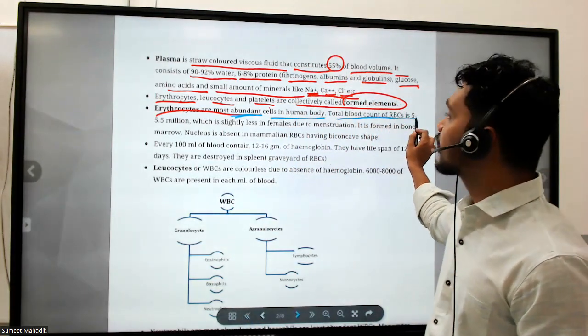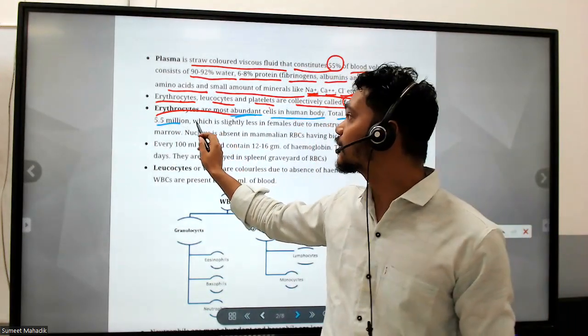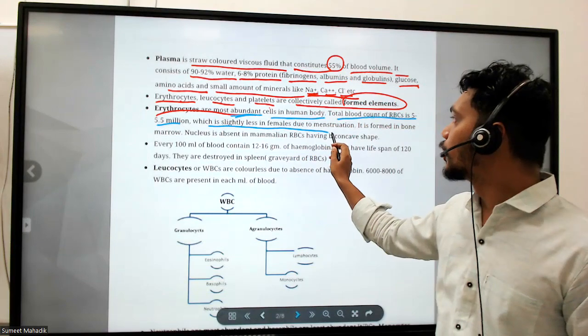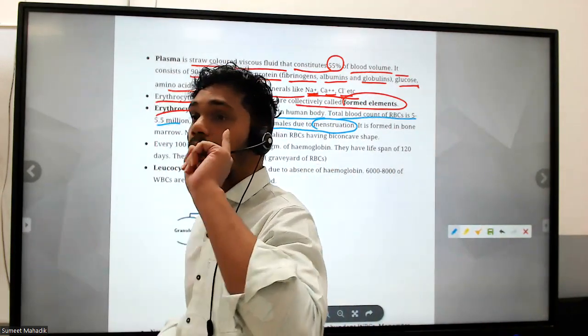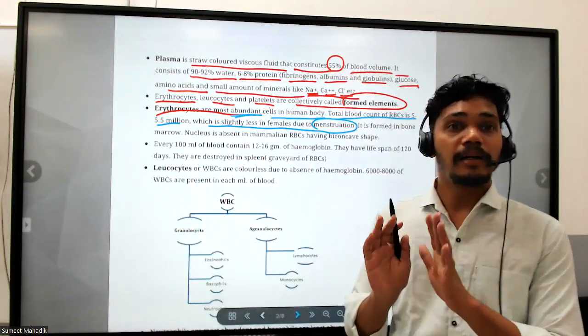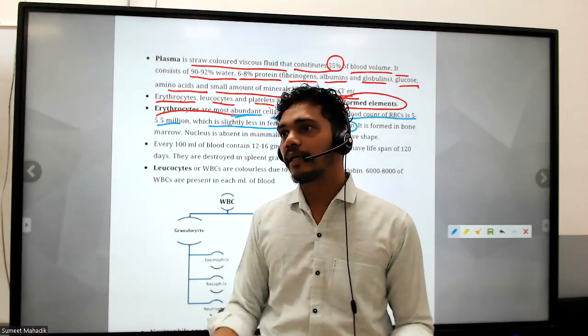Total blood count of RBC is 5 to 5.5 million, which is slightly less in the female due to the menstruation. So in the male, you find 5.5 million cells in an adult male. But in case of female, because of the menstruation, some RBC are removed.